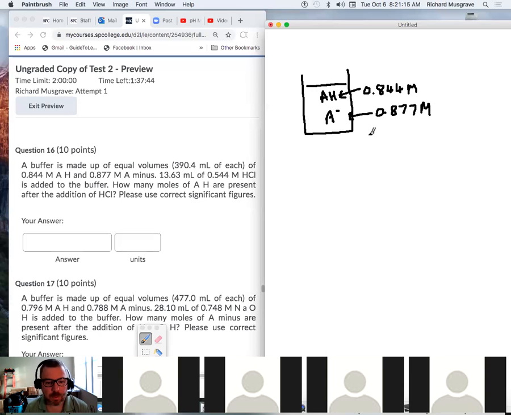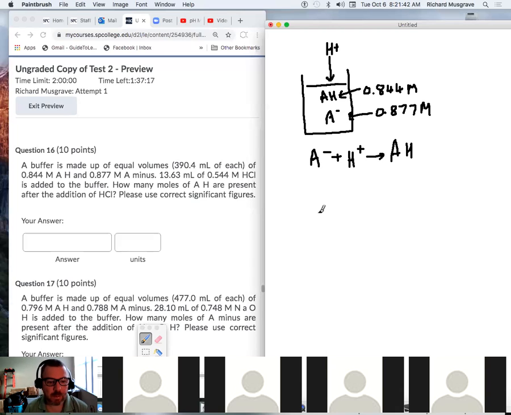And what are we doing to it? Well, we're adding HCl, so we're adding H plus. I like to draw a picture so that we know exactly what we're doing here. So now we can get an idea of what's going to happen. The H plus isn't going to interact with the AH. It will interact with the A minus, and it will do so in this manner. The A minus will react with the H plus and turn into AH.